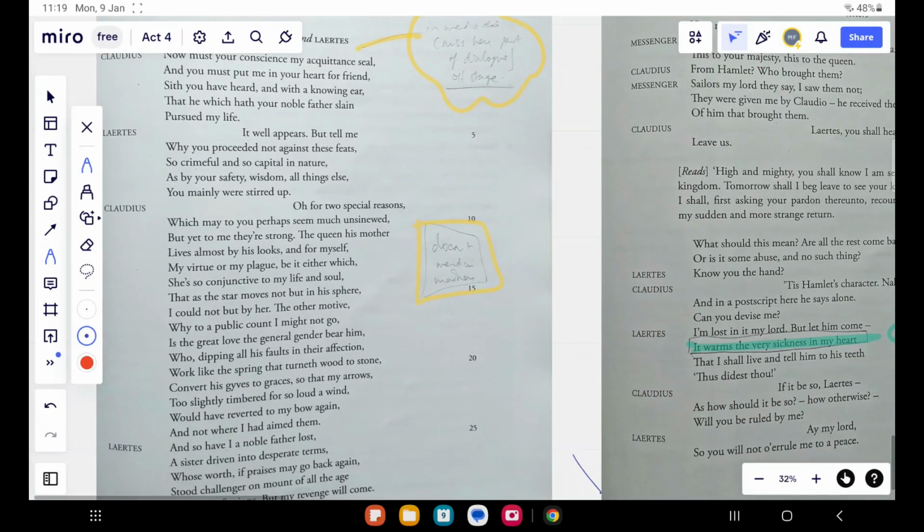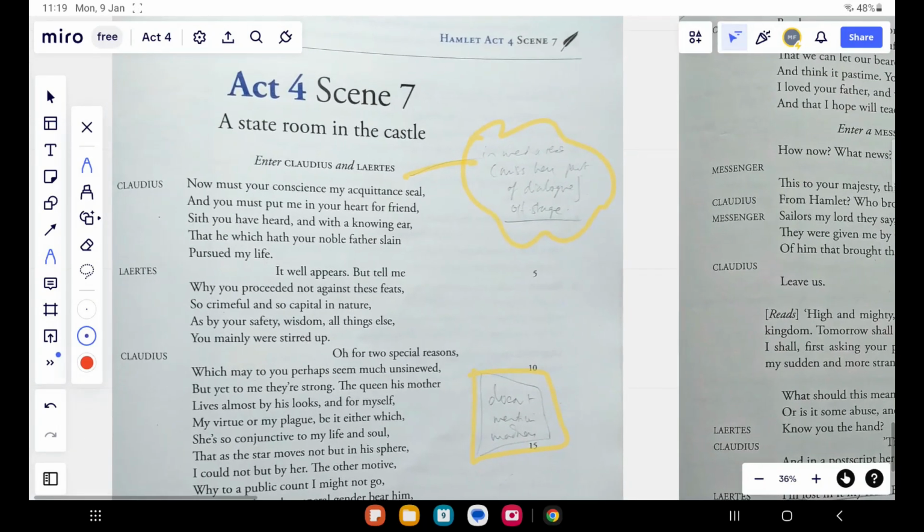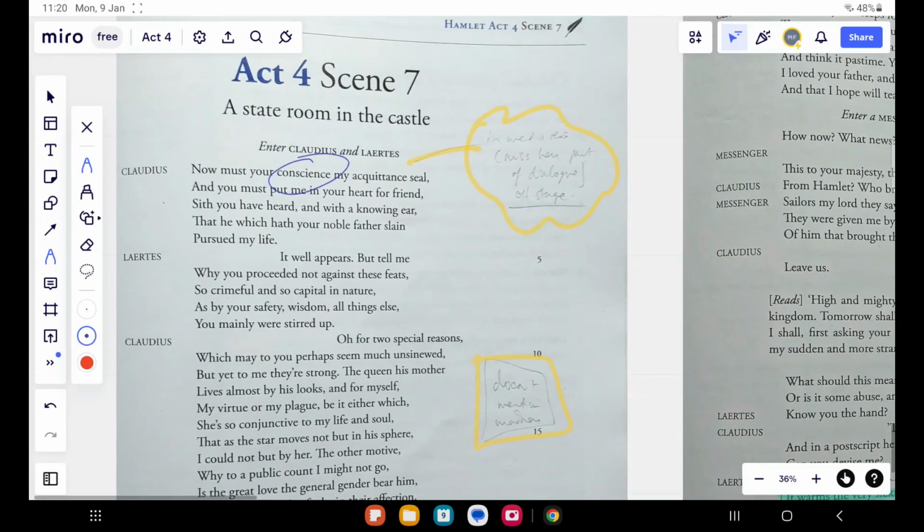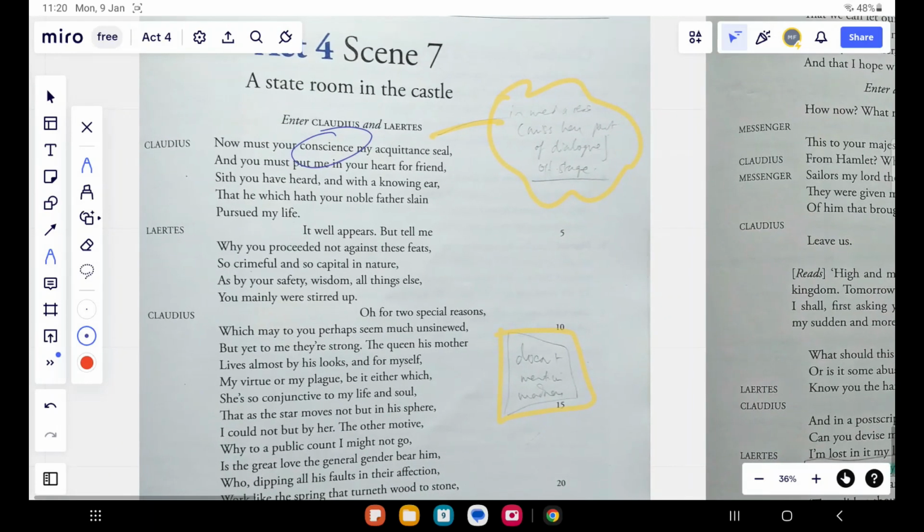All right, Act 4, Scene 7. Some interesting stuff here. This scene starts in media res, so the conversation has been started offstage and continues. So we miss the part of the dialogue, and we catch it. Again, use of the word conscience. We just had that by Laertes and again by Claudius. I always think that's quite interesting. Claudius has a conscience. It was smarting, remember, from Hamlet's words.